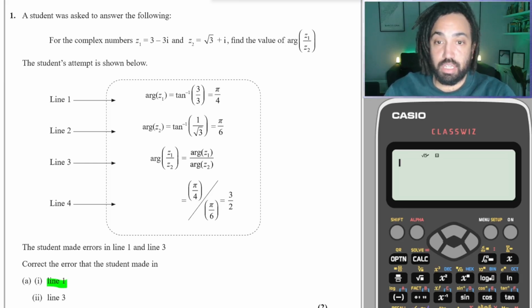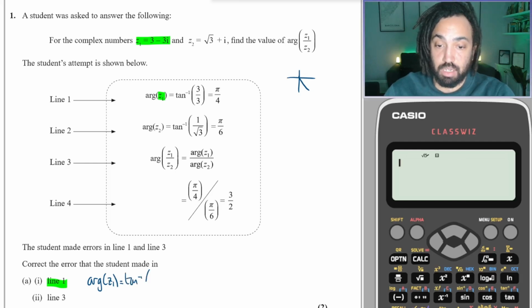Well, the argument of Z1 is going to be in the fourth quadrant, which means it's going to be negative, because it is pointing down like that. So really what the student should have done, to find the argument of Z1, is tan to the minus 1 of the opposite being minus 3 over 3, like this, and this would have given them minus pi over 4.